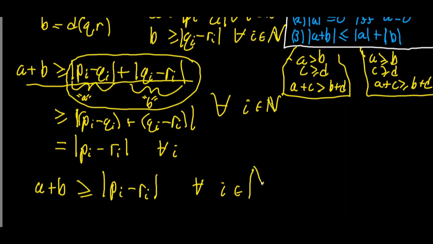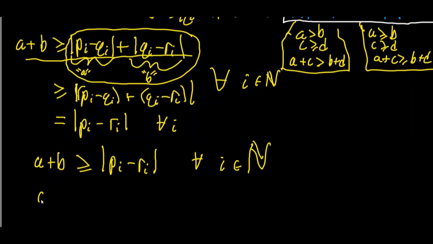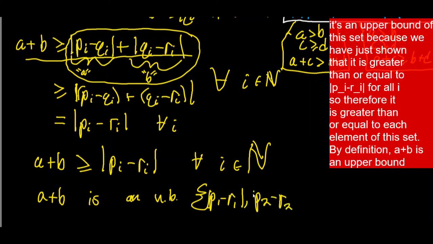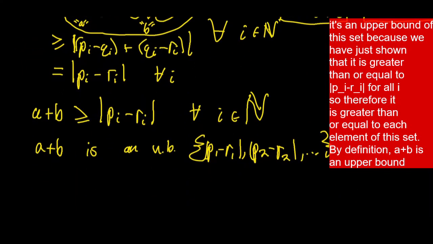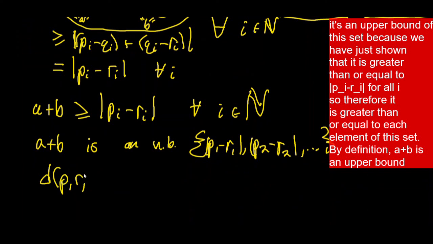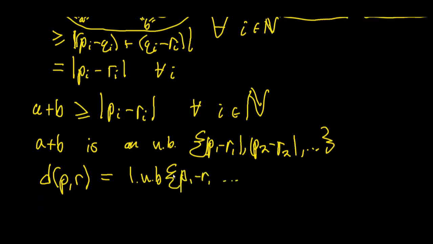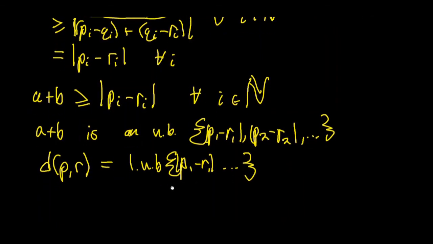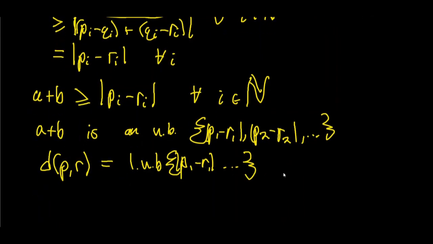And therefore, A plus B is an upper bound of the following set: the absolute value of P1 minus R1, the absolute value of P2 minus R2, and so on. But remember, the distance between P and R is equal to the least upper bound of this set, the least upper bound of the absolute values of P1 minus R1, and so on. Let's call this least upper bound, not D, that might be confusing, let's call it W.